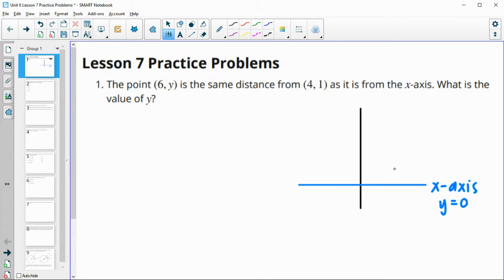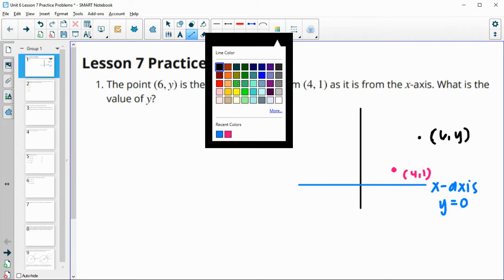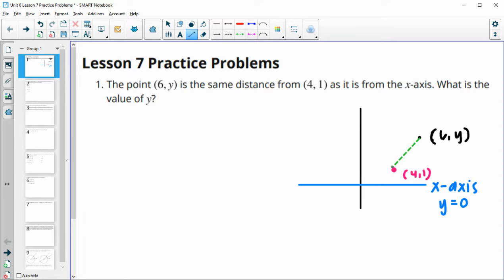So the point (4, 1), and we'll just sketch where that's going to end up. So here's (4, 1). And then (6, y) could be anywhere. We're not sure what the y value is, but I'm just going to sketch it out so that we can draw and look at this. So let's just pretend it's there. And again, this is the point (6, y). What we know about this point is that it should be the same distance from the focus as it is from the directrix.